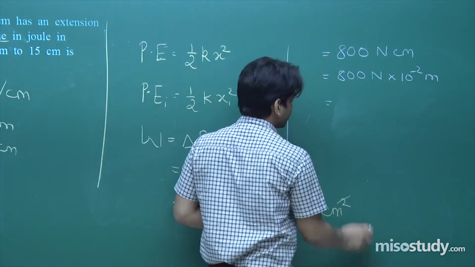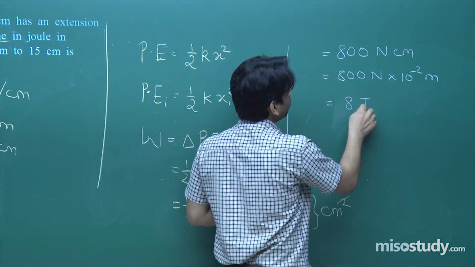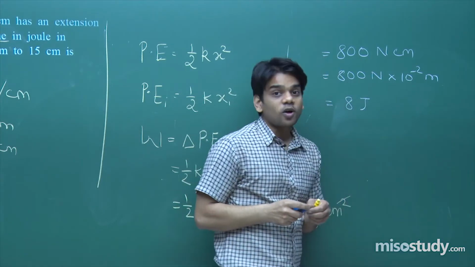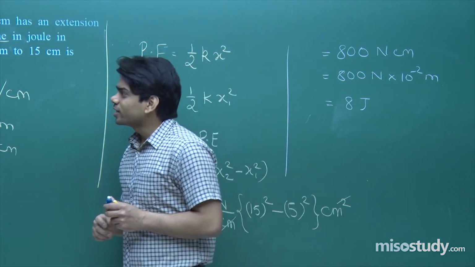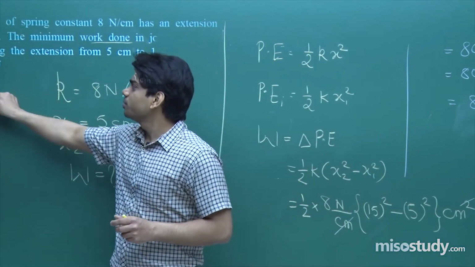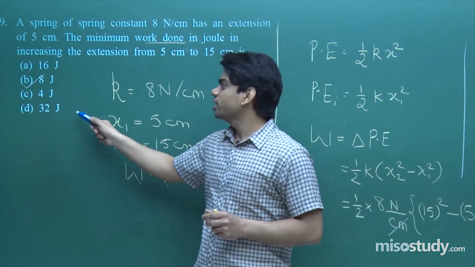So you can write this as equal to 8 joules, Newton meter. That is the final response. 8 joule is the minimum amount of work done to extend it. So you can see that option A, 16, is incorrect, B, 8 joule, is correct, 4 is incorrect, 32 is incorrect.